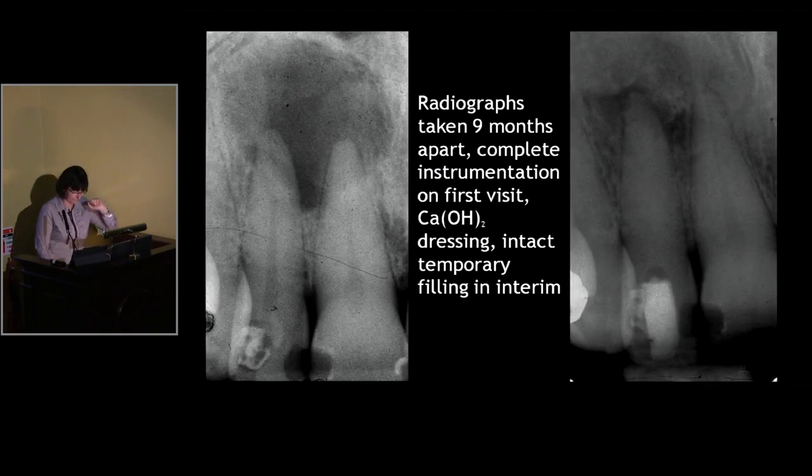Last point. If we look at these radiographs, they're 9 months apart, there's huge healing if you look from one to the other. What did we do? We completely instrumented the canal in the first visit, we dressed it with calcium hydroxide, we put reinforced zinc oxide as temporary material, and we got healing. So why do we obturate?